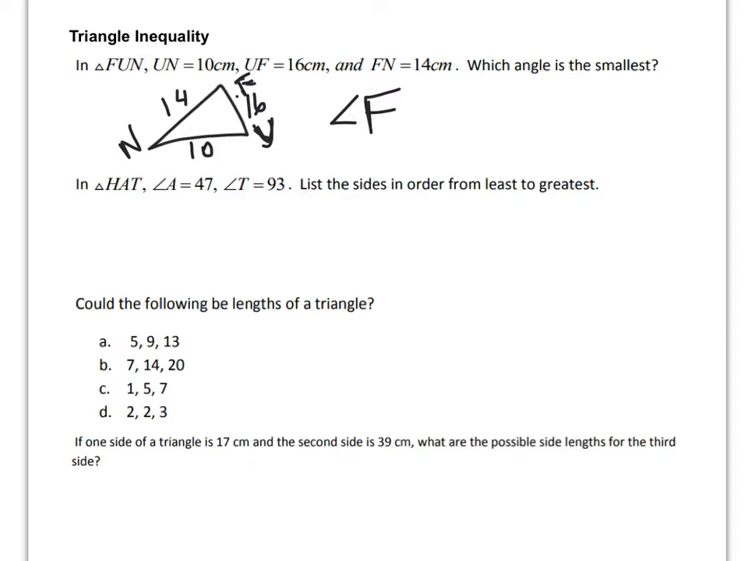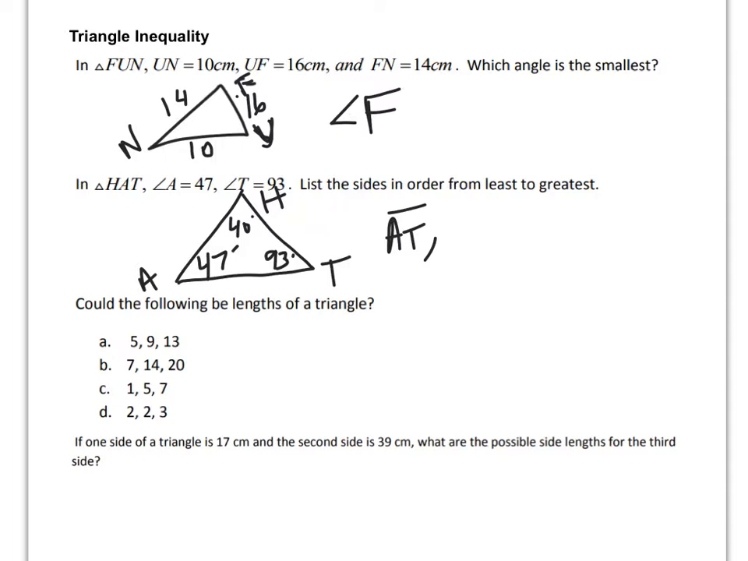In triangle HAT, angle A is 47, T is 93. List the sides in order from least to greatest. So they only gave me 2 angles, which means I need to find the third, which is going to be, let's see, 40 degrees. And let's put them in least to greatest. So smallest is going to be AT, then HT, then AH.